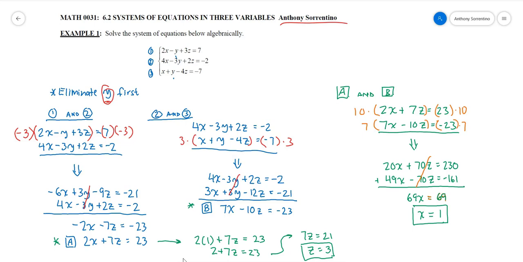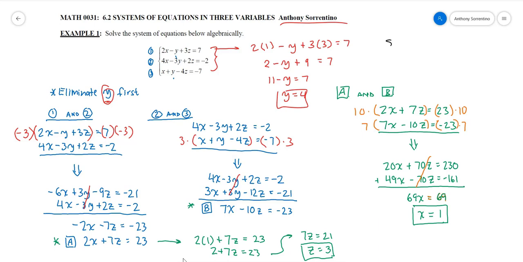Now I have to go and figure out what the value of y is. And so I go back up to one of these original 3 equations. Doesn't matter which one I choose. I so happen to choose the very top one. 2 times x, which we now know is 1, minus y, which is what I'm looking for, plus 3 times z, which we know is 3, should equal 7. So I have 2 minus y plus 9 equals 7. So 11 minus y equals 7, which means y would equal 4.